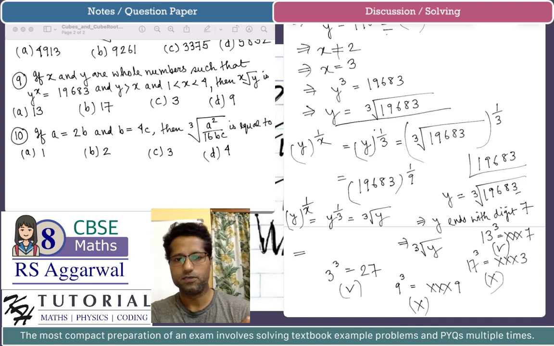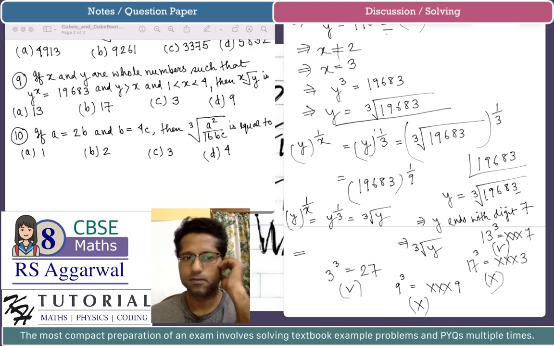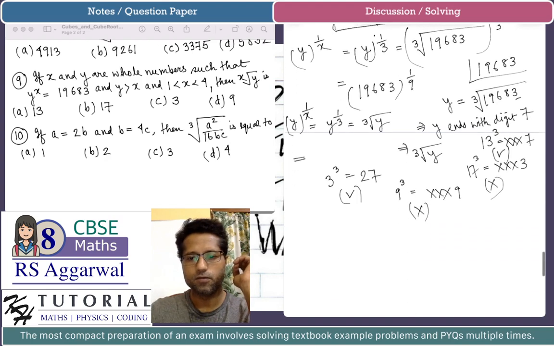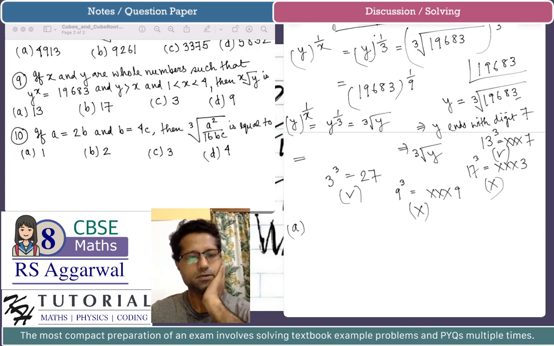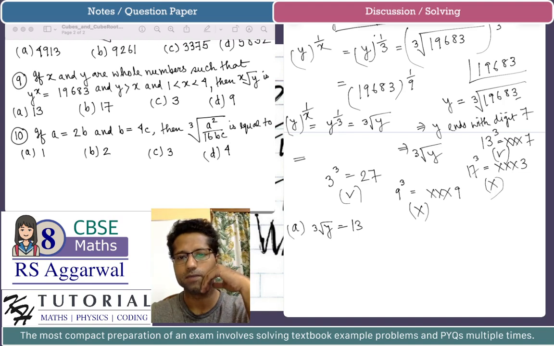Now if A is the correct choice, which means that the cube root of y is equal to 13, because eventually we have to find the xth root of y, that is y to the power 1 by x, and we have already found x to be 3. So we have to find y to the power 1 by 3, which is equal to the cube root of y. So if the answer is choice A, then it means that the cube root of y is equal to 13.